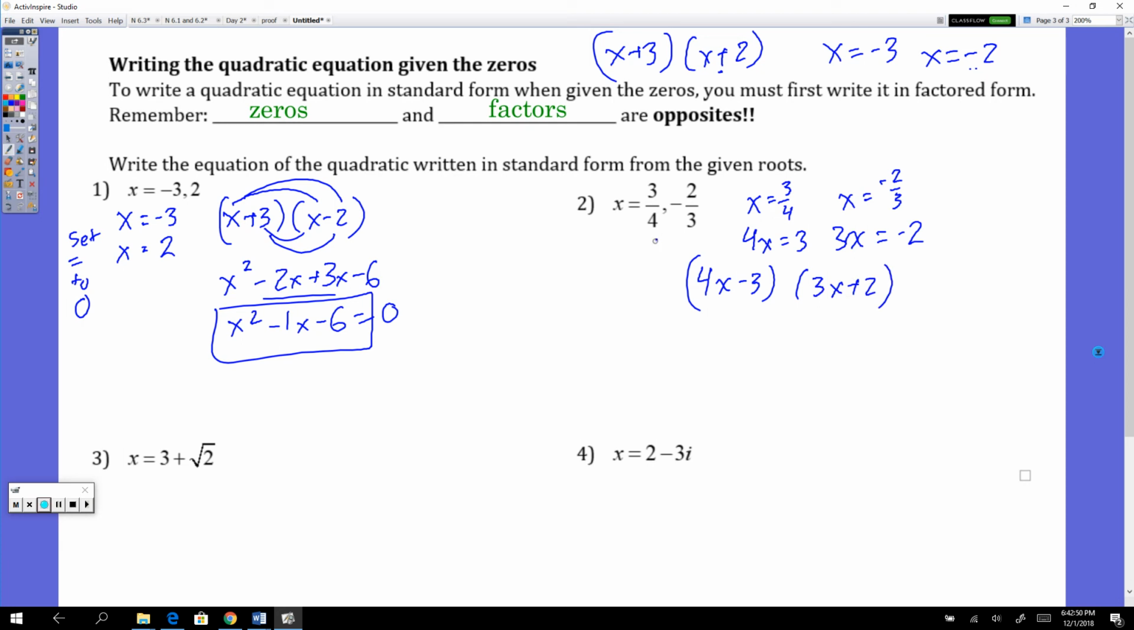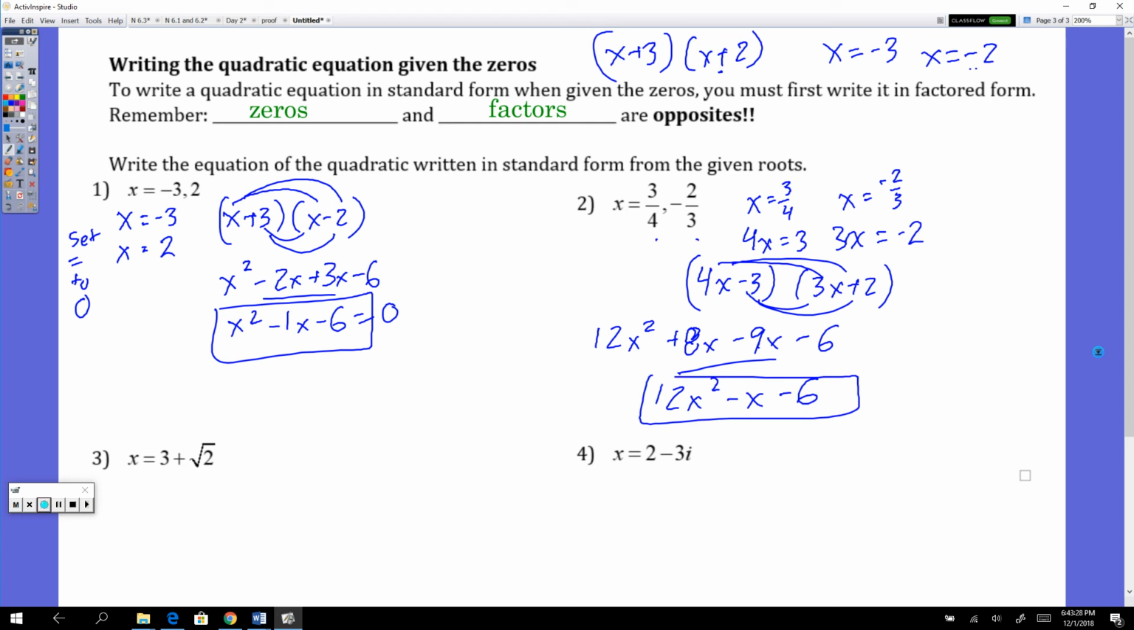So anytime you see a fraction in the solution, don't forget about bottoms up, where you have to take the denominator and move it up into the numerator. So then 4x times 3x is going to give me 12x squared. 4x times 2 is going to give me 8x. -3 times 3x is going to give me -9x, and -3 times 2 is going to give me -6. Combine like terms here, that's going to give me 12x squared minus 1x minus 6.